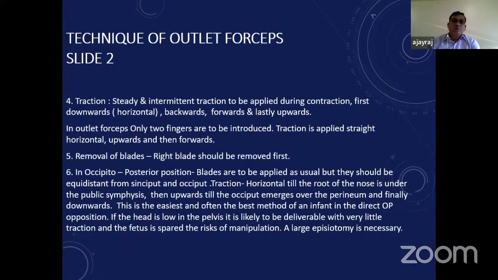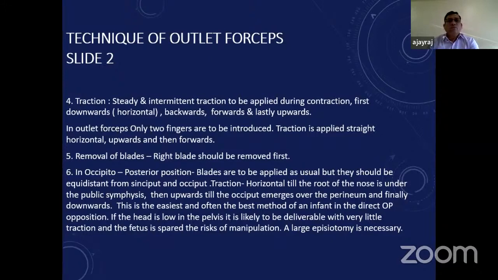In occipito-posterior position, blades are to be applied as usual, but they should be equidistant from sinciput and occiput. That is the difference. Traction is horizontal until the root of the nose is under the pubic symphysis, then upwards till the occiput emerges over the perineum, and finally downwards.